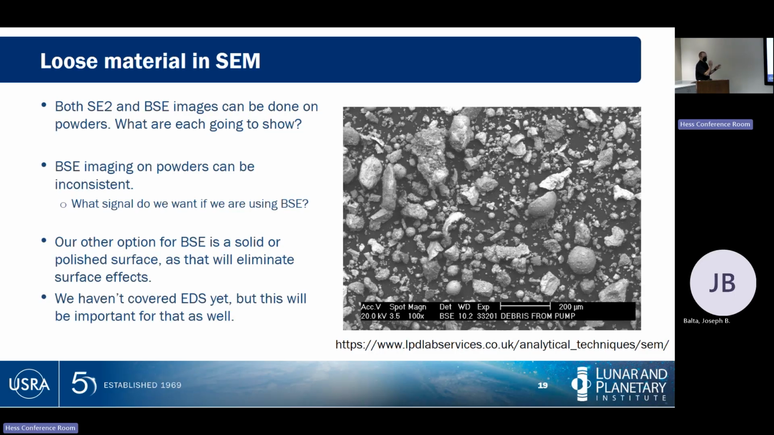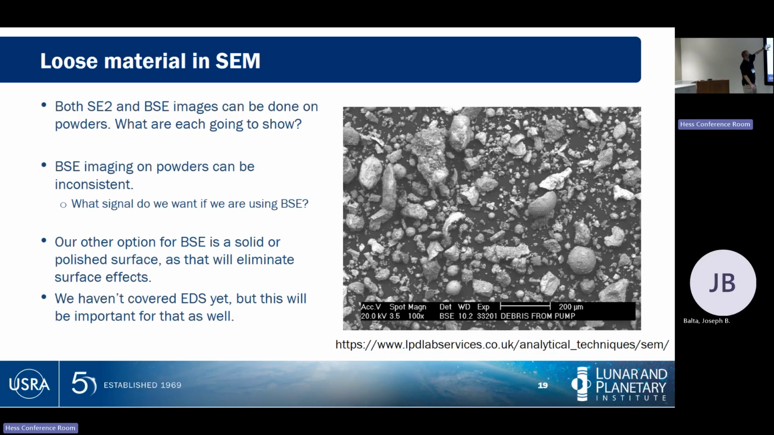This is on a powder. Backscattered electron imaging, backscattered imaging on a powder like this is still going to try to show us compositional contrast. If we did secondary electron imaging on this, we might be doing a better job of looking at the shapes of this.